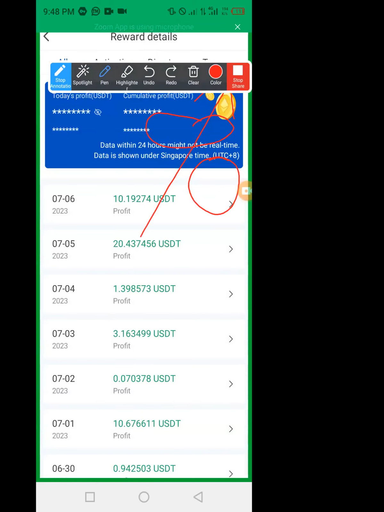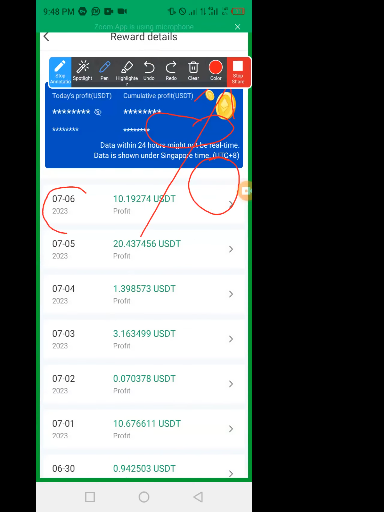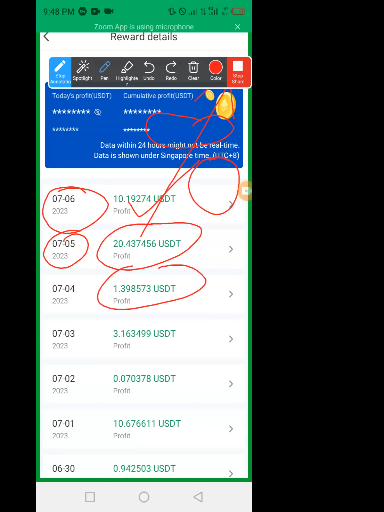It is already the 6th, a new day has started. On this new day, I've already made $10.19. Yesterday, Friday, which we are finishing in Uganda, I made $20.43. Then the other day, I made $1.3. The other day, $3.10, and another day $10.09.